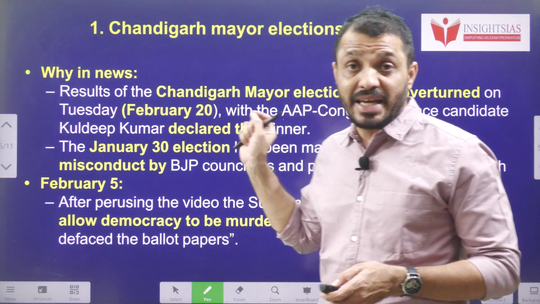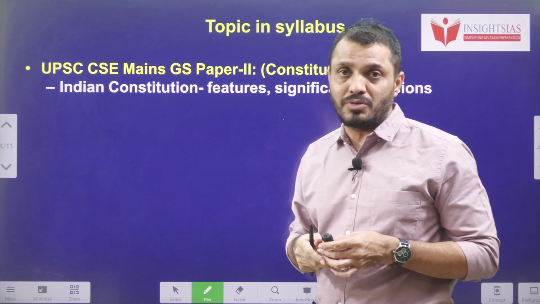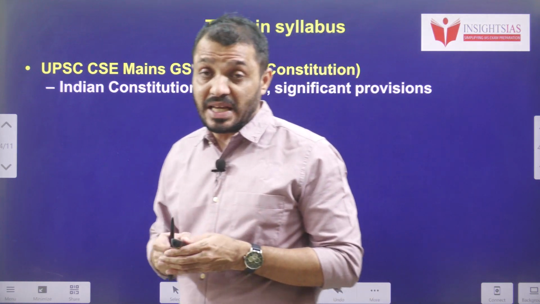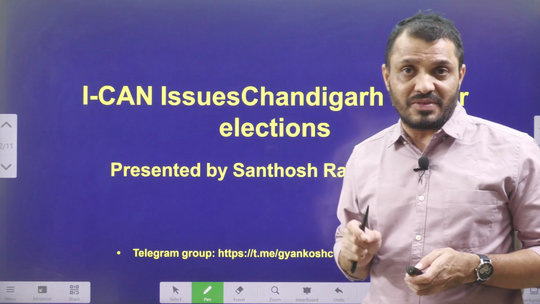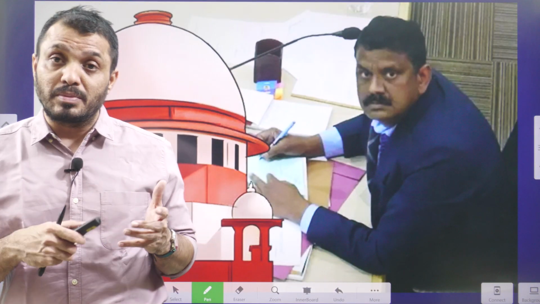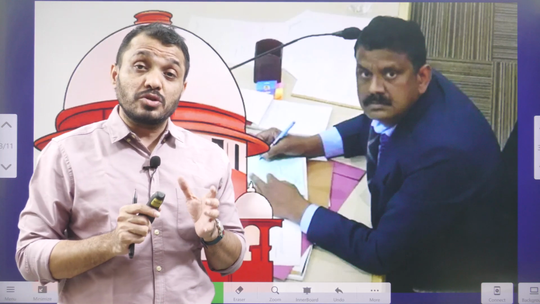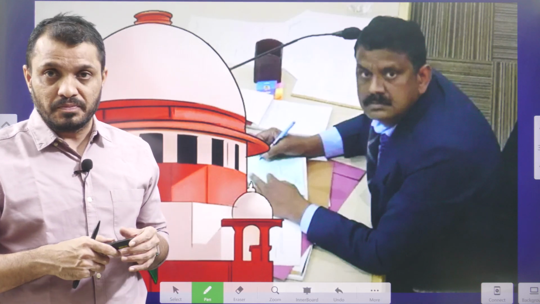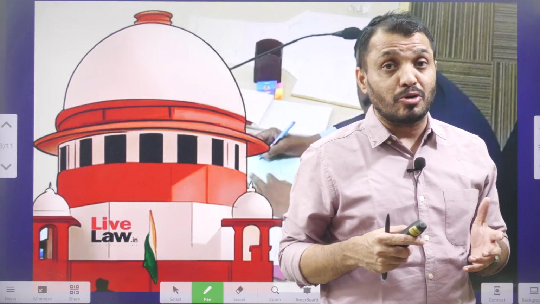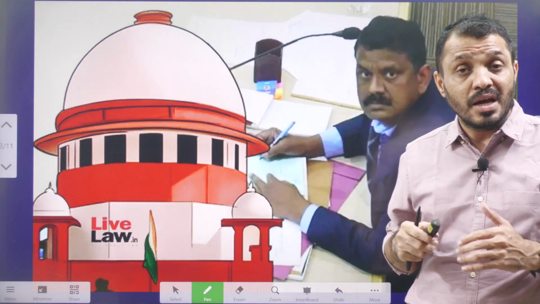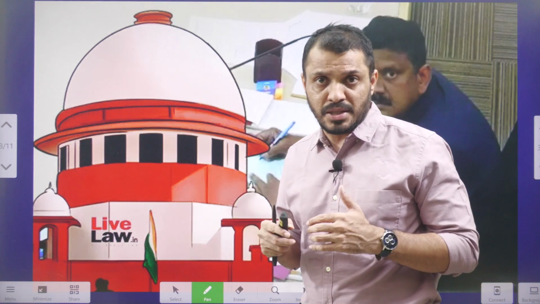So, in the Chandigarh Mayor Elections, first what we are going to discuss is why this election became very controversial. First, we have to understand the context. Then, what is the Supreme Court observation? And why did the Supreme Court use Article 142? As the video progresses, we are going to discuss Article 142 clause 1 and Article 142 clause 2 as well.